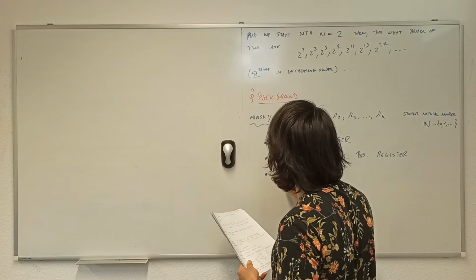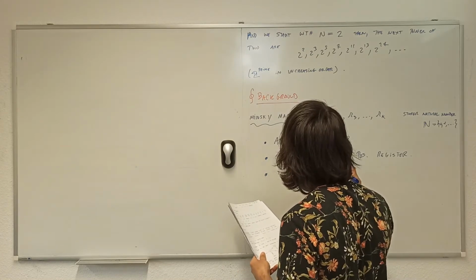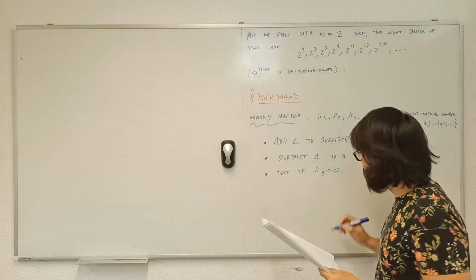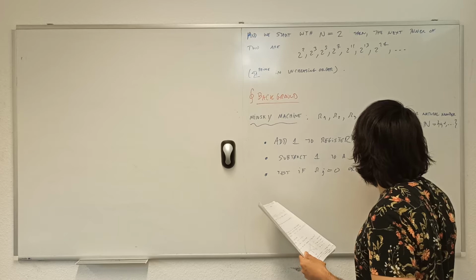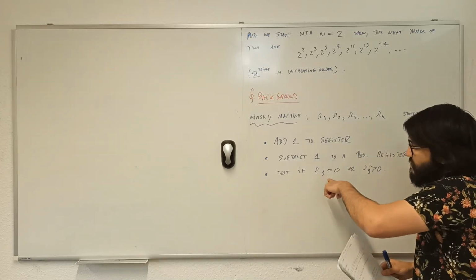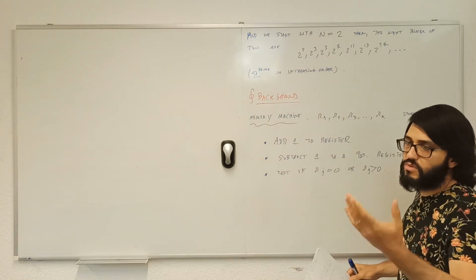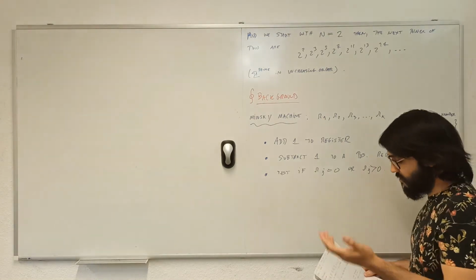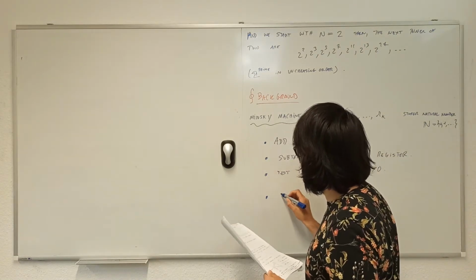You can either test if Rj is 0 or Rj is positive. So basically, whenever you test if Rj is 0, you have to give 2 possibilities. Either 0, you do something. If it's not, you do something else. And you can go to the next instruction.